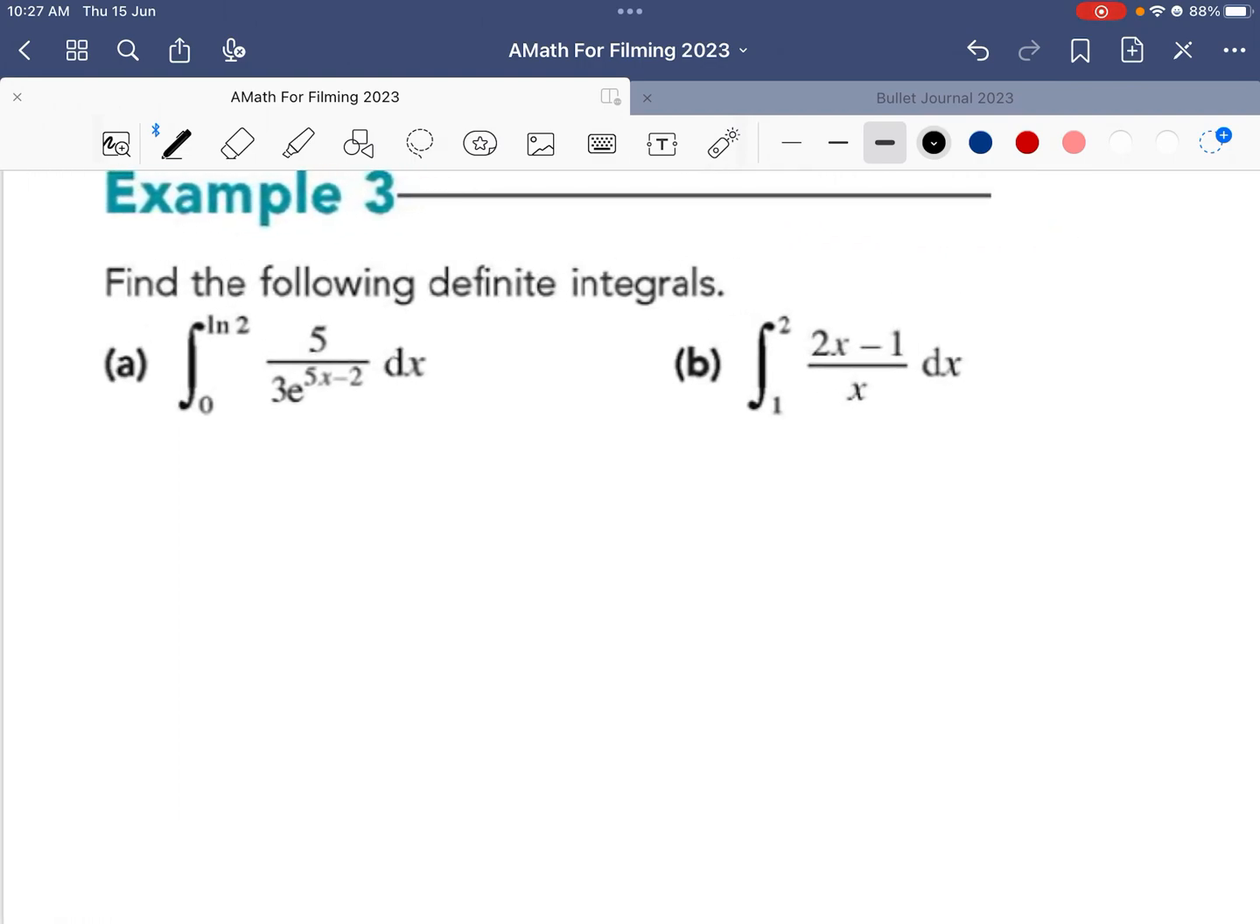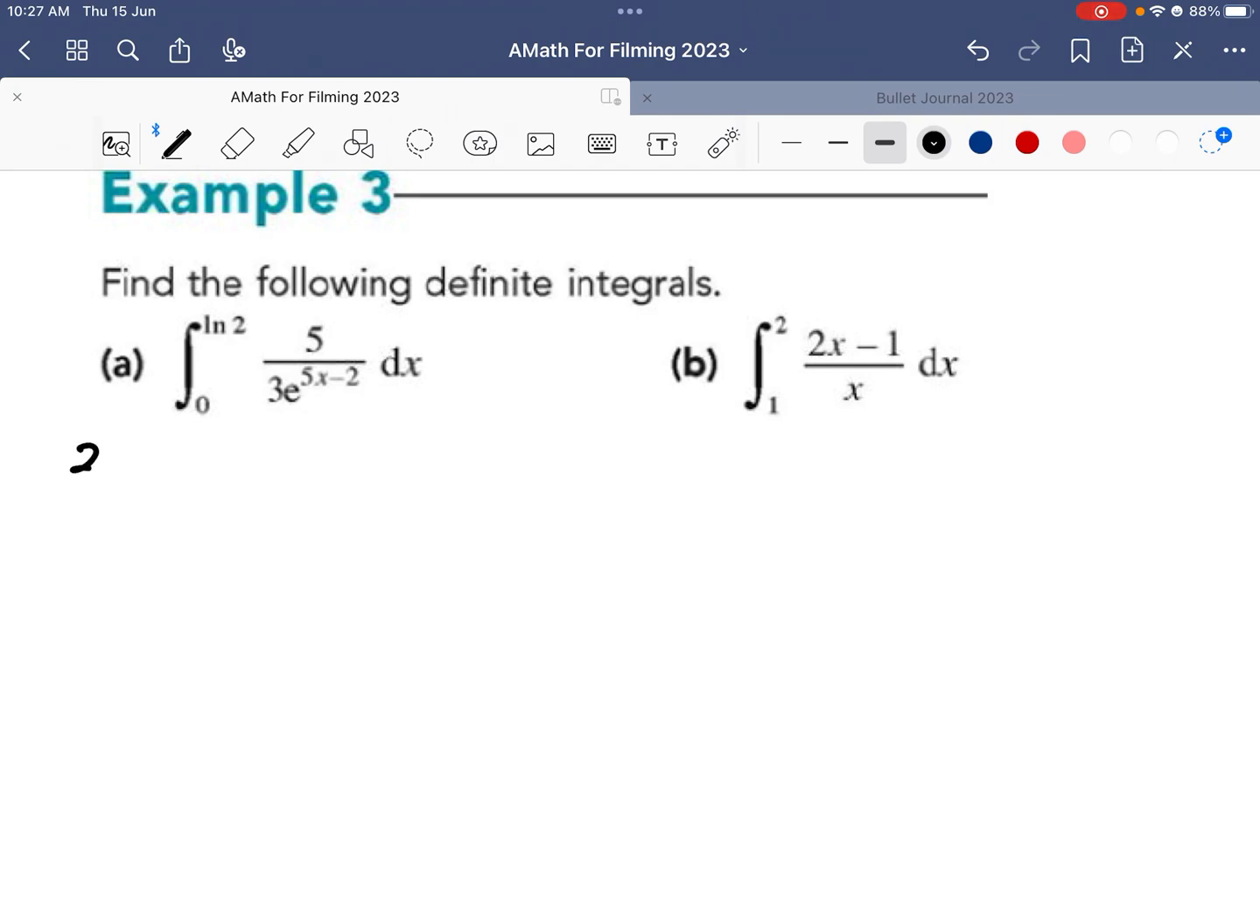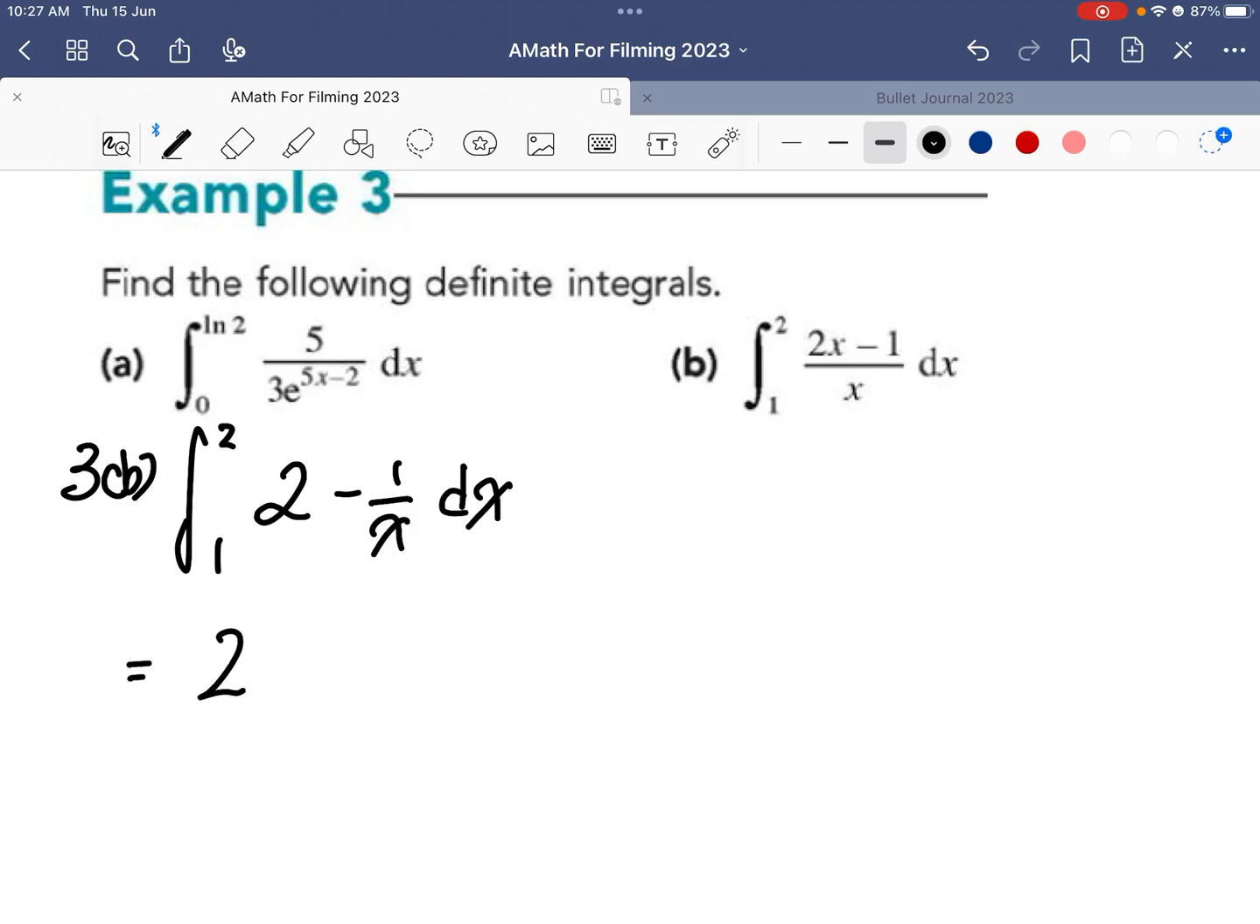But not to worry. Let's do 3b now, example 3b. On example 3b, I'm integrating from the lower limit of 1 to 2, 2x minus 1 over x. What I can do here is this: 2x over x will simplify to 2, then minus 1 over x with respect to x. Then 2 integrated yields 2x, and negative 1 over x, don't forget, will yield negative ln x.